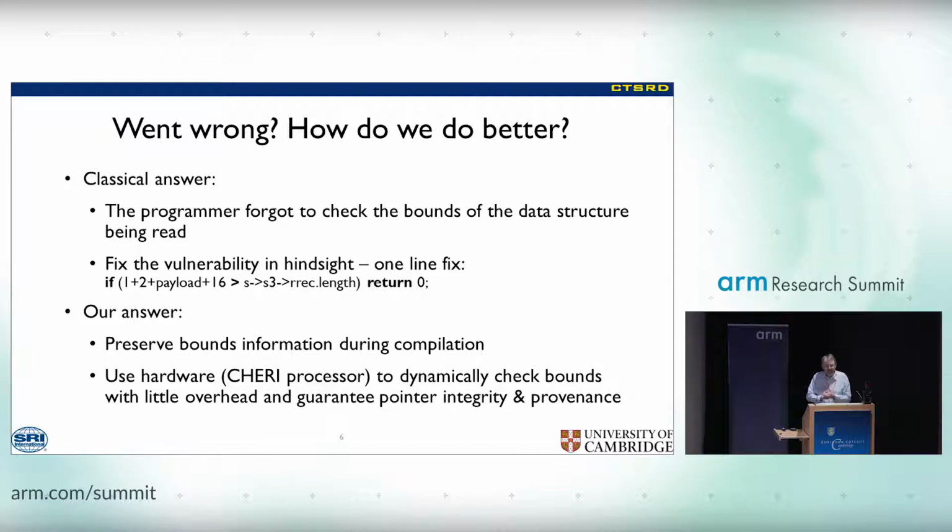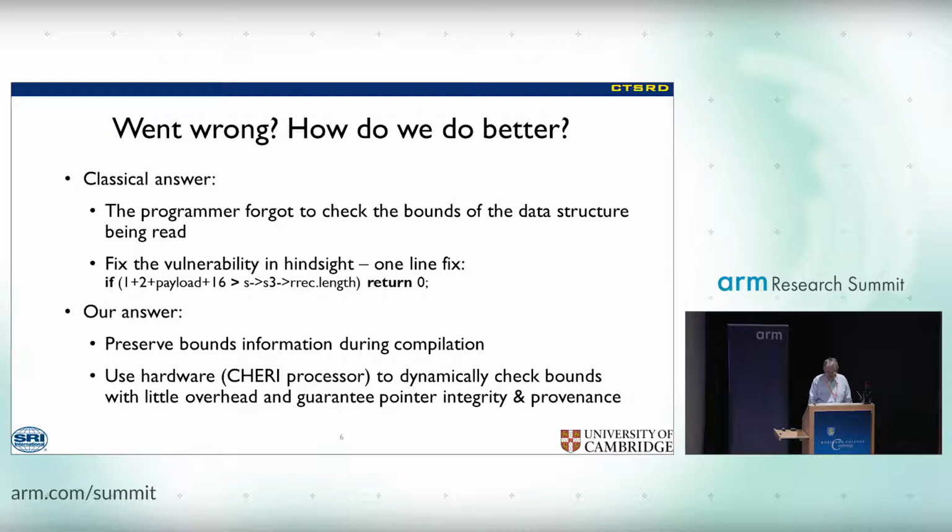So our answer really is that very often this bounds information is implicit in the code. The programmer declared some data structure or allocated some piece of memory, and implicit in doing that action is they've said what the bounds should be and what the access right should be. So we're aiming to preserve the bounds information during compilation, and then using our hardware, a processor called CHERI, to dynamically check that bounds information with very little overhead. And we're also going to guarantee pointer integrity and provenance.